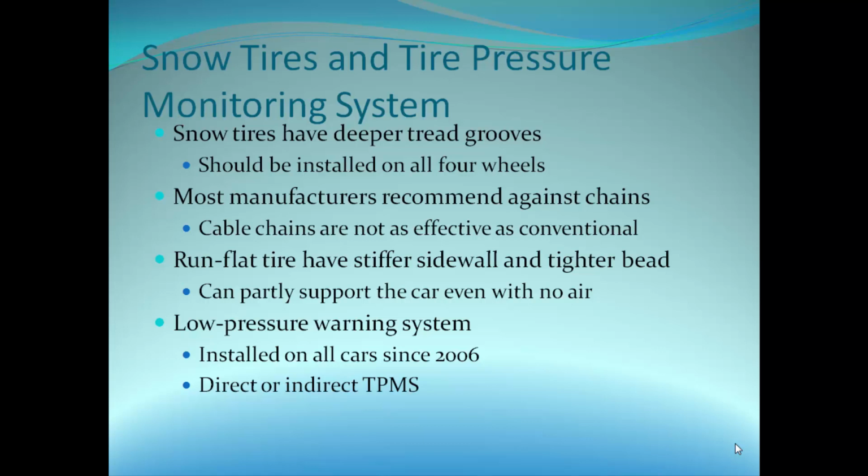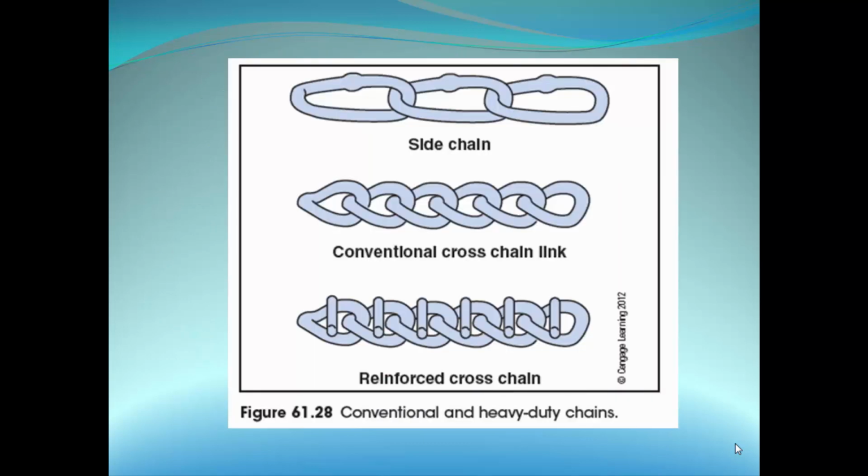Run flat tires have a stiffer sidewall and tighter bead. They can perfectly support the car even with no air. The low pressure warning system has been installed on all cars since 2006, direct or indirect TPMS. So please, you have to get more information about that. As you can see, side chain and conventional cross chain, link and reinforced cross chain, conventional and heavy duty chains.